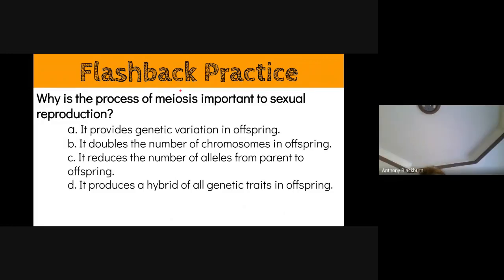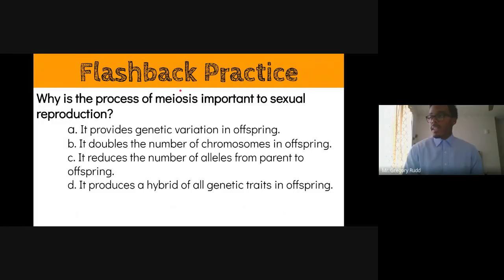That's cool. Yeah. So flashback practice question: why is the process of meiosis important to sexual reproduction? A, it provides genetic variation in offspring. B, it doubles the number of chromosomes in offspring. C, it reduces the number of alleles from parent to offspring. Or D, it produces a hybrid of all genetic traits in offspring. Go ahead and send your answer to the chat. Is it A, B, C, or D? Why is the process of meiosis important to sexual reproduction?